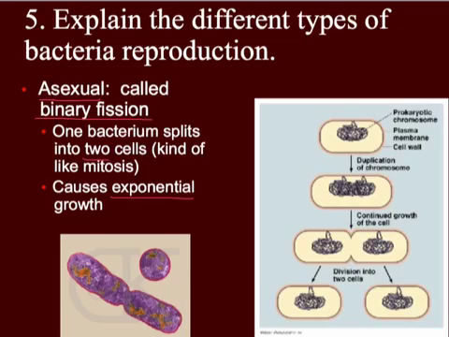So one bacterium splits into 2 cells, kind of like mitosis. They are clones. So again, this is the parent cell. These are called daughter cells, and each daughter cell is a clone of the parent. Again, this is an example of exponential growth. The bacteria on your hand, on your clothes, on your desk, if it continues to grow there, it will grow exponentially. It will double every generation.